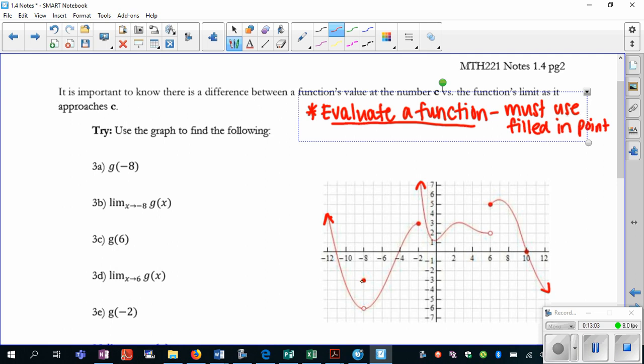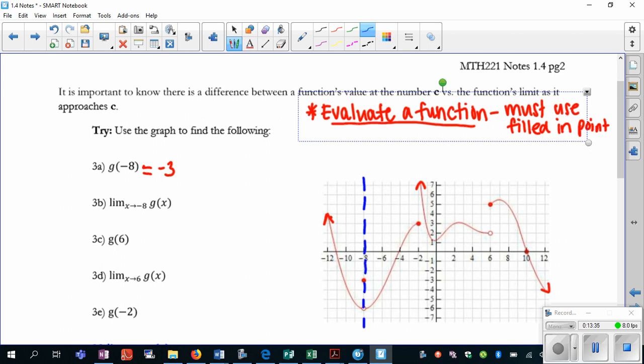Since I have it filled in at -8, there's a point right here, that means that the y value, or the output, is actually -3. So this is going to be -3. Versus if that filled in point wasn't there, I would say that the function is undefined at -8 because there's no point. But because I have that point, I can say, well, the y value has to be -3. So then when we think about this in terms of the limit, now you draw in your dotted vertical line. Again, you don't have to draw this in, but you can.